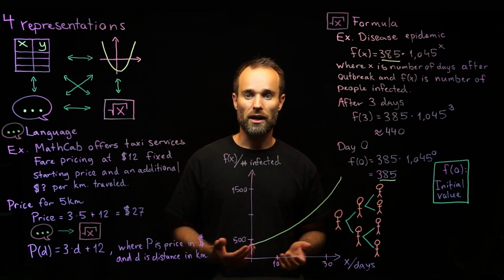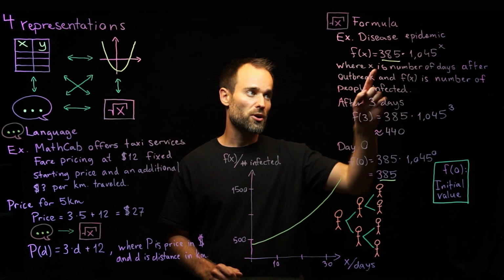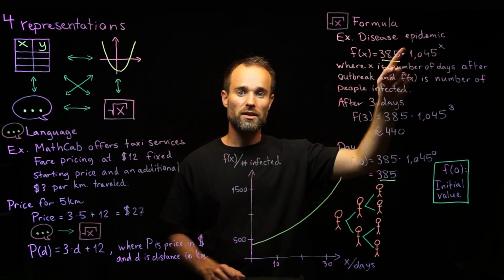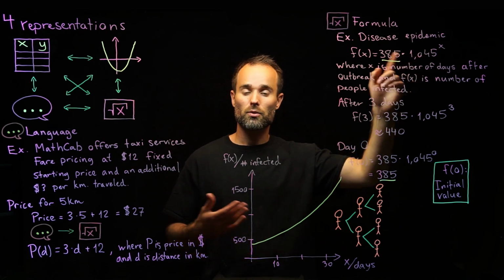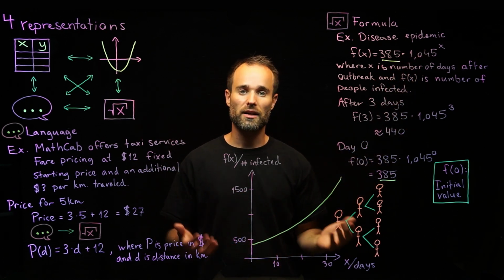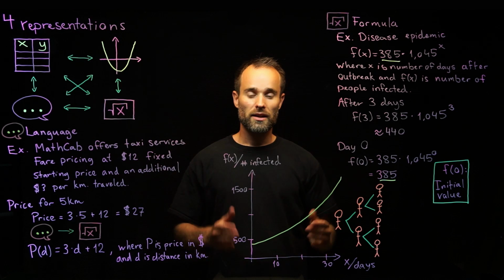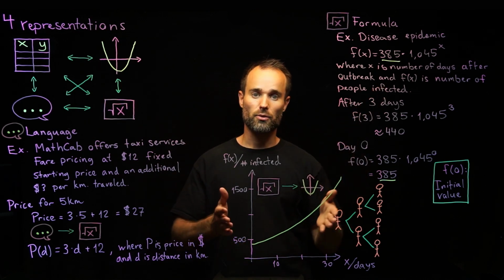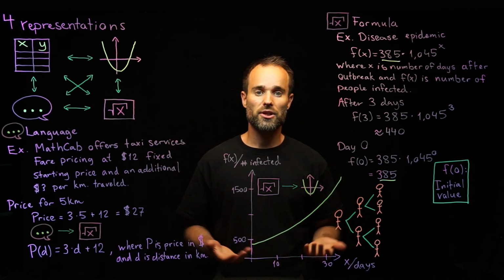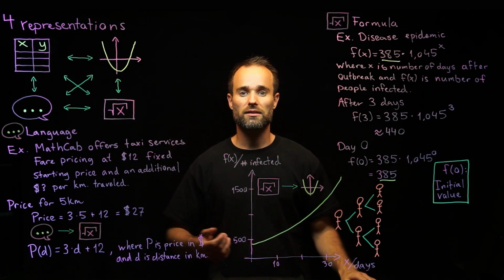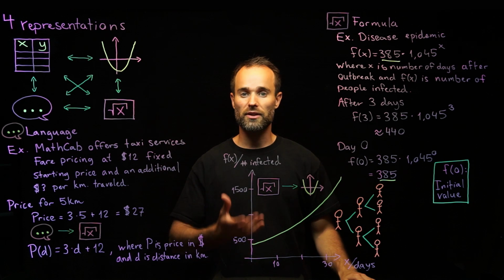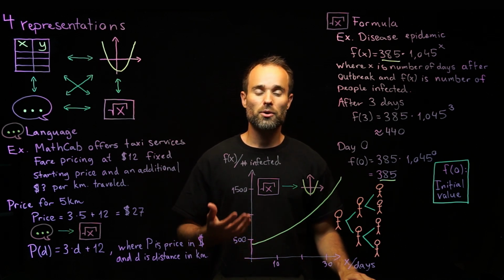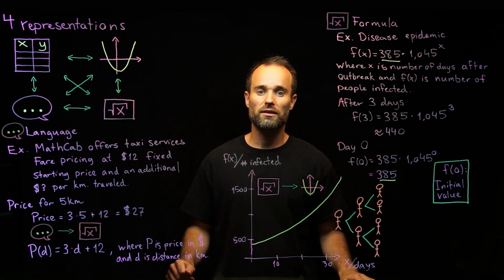We've already pointed out that the initial value corresponds to this number in the function. And this number tells us that the number of infected people grows by 4.5% every day. Here then, we've converted the relationship from a formula into a graph. And a language explanation could go something like this. At the outbreak of this disease, 385 people are infected, and the number is growing by 4.5% every day.